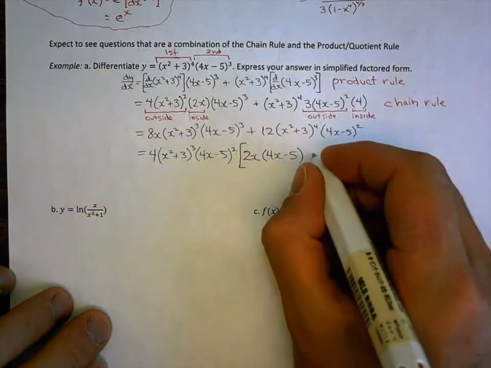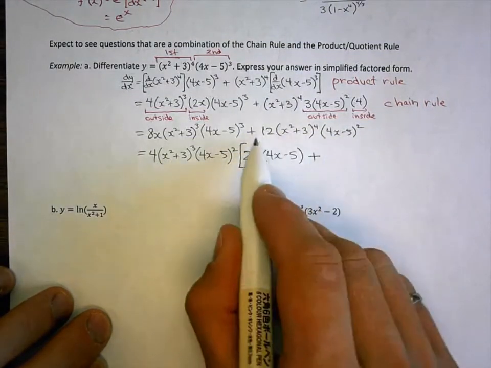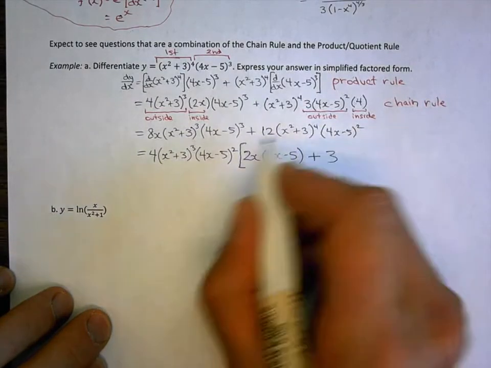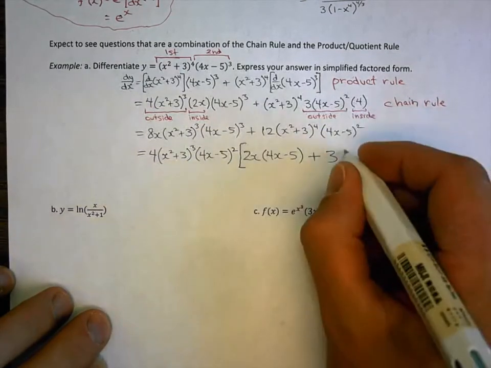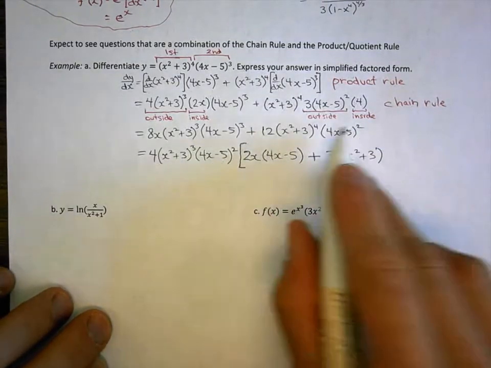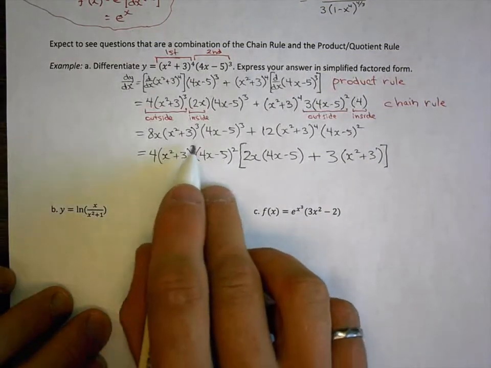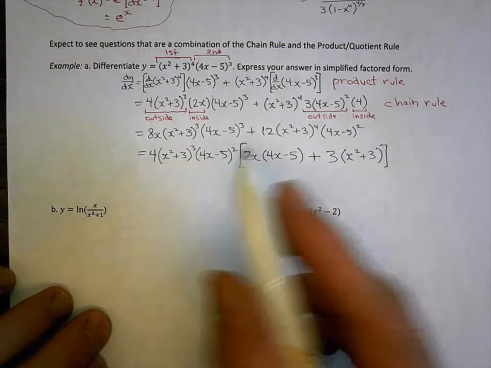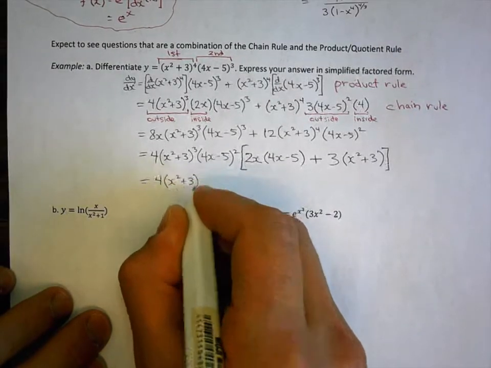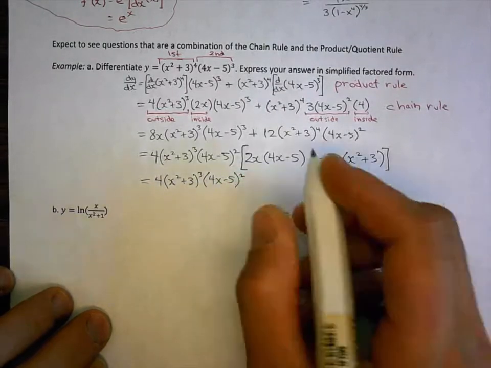Okay, next term, plus, now I'm going to divide this factor out of this. So the 12 divided by 4 is 3. X squared plus 3 to the power of 4 divided by x squared plus 3 to the power of 3 is just x squared plus 3. And the 4x minus 5 divides out. So I'm done. Whew. Now, I'm not going to touch this cubed or squared. Those I'm just going to leave because that's just going to get messier. It's already been factored. So all I'm going to clean up is what's in my brackets here.